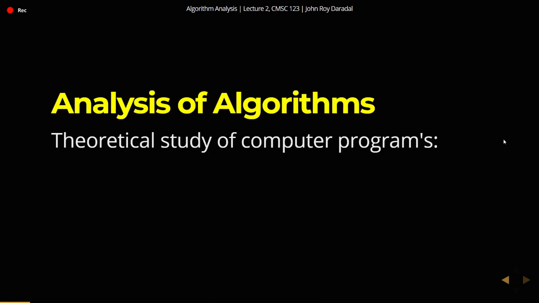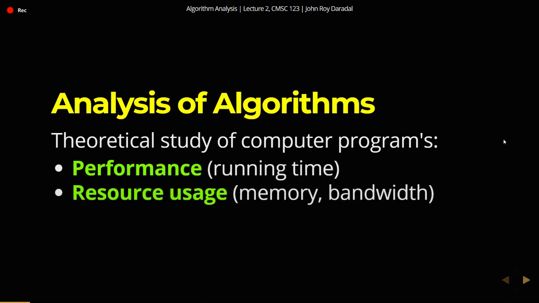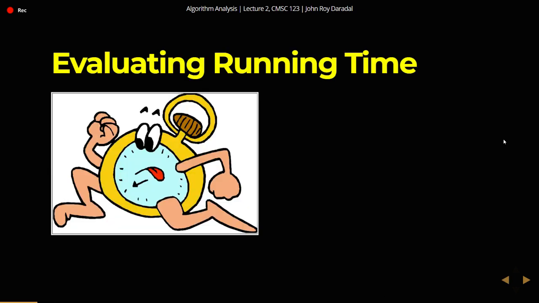So this is how we analyze our algorithms. Analysis of algorithms is the theoretical study of a computer program's performance, meaning its running time and resource usage. So how does it utilize the memory and the bandwidth, for example? First, let's look at how to evaluate the running time.